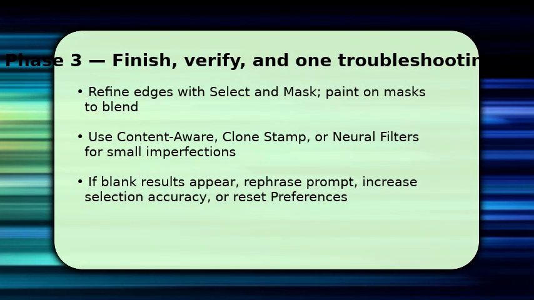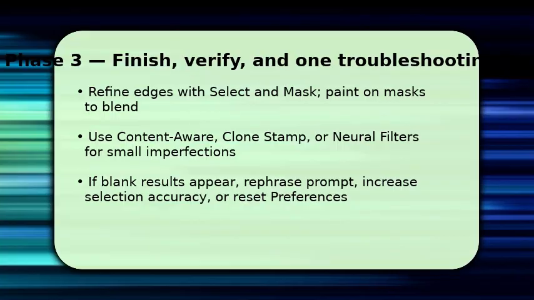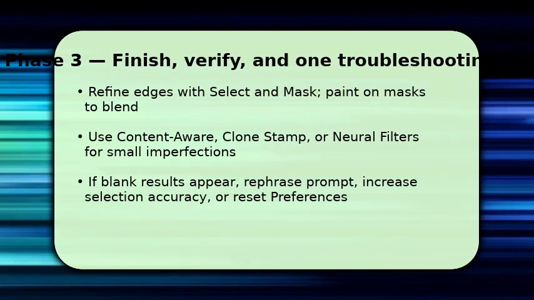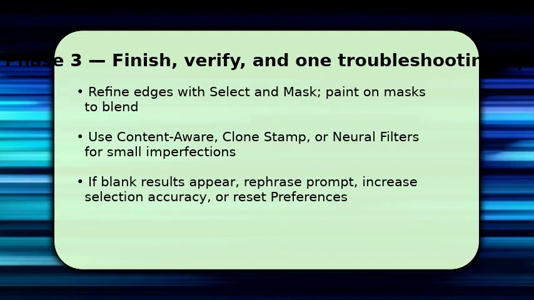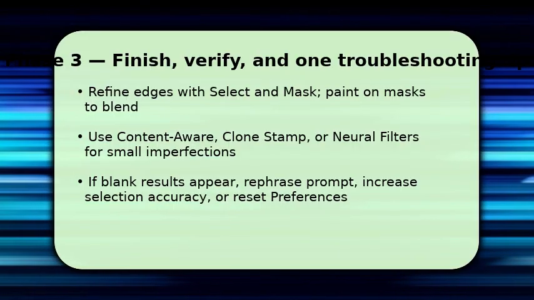Finish by refining and exporting a clean image. You'll use Select and Mask to perfect edges and Paint on Masks to blend synthetic pixels with the original. For small artifacts, apply Content-Aware Fill, Clone Stamp, or relevant neural filters. Make subtle adjustments to color and grain to match. If the tool returns blank or odd results, rephrase your prompt, tighten the selection, or reset preferences and relaunch Photoshop. This troubleshooting step solves most issues and gets your generative edit production ready.